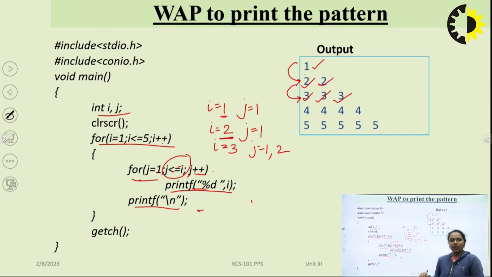As soon as the condition becomes false, the control will come to the next statement. The next statement is printf new line. New line means the control will come to the next line. In this way, the particular pattern is going to be printed.